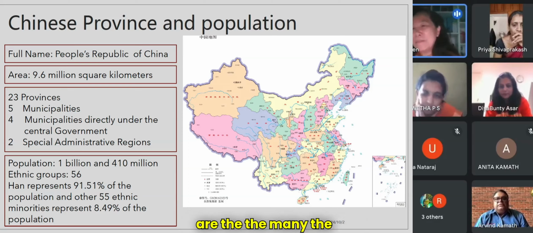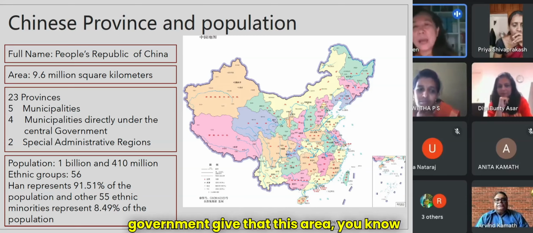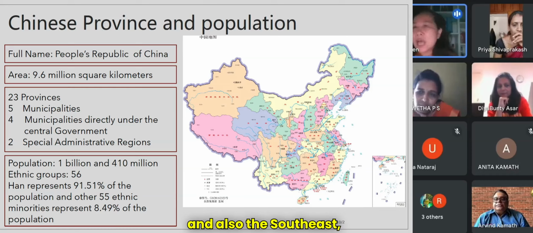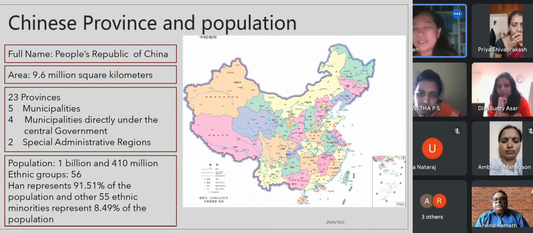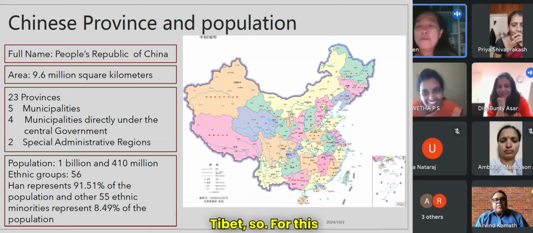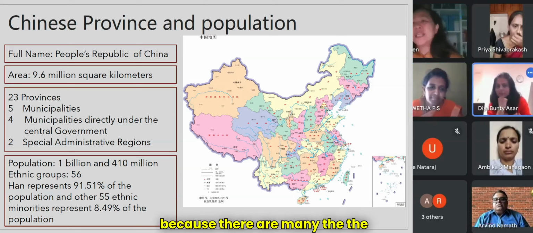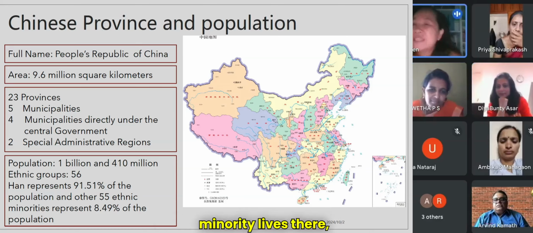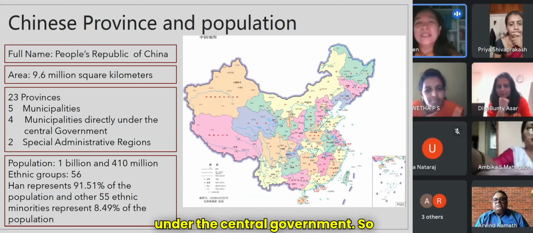There are some minorities living there. So the central government gives this area, and also the southeast here, we call Yunnan province, Guangxi province, and Tibet. I think this area is close to your country. So for these areas, the Chinese government gave the 5 areas the right to be municipalities, because there are many minorities living there. And the 4 municipalities directly under the central government.